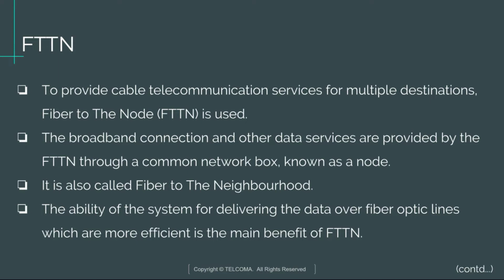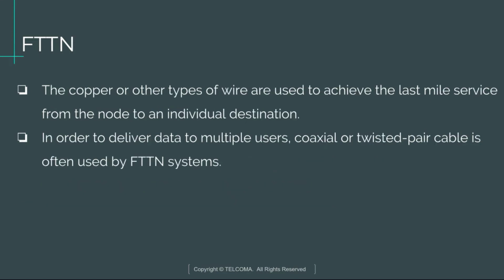The ability of the system to deliver data over fiber optic lines, which are more efficient, is the main benefit of Fttn. Copper or other types of wire are used to achieve the last mile service from the node to an individual destination. In order to deliver data to multiple users, coaxial or twisted pair cable is often used by Fttn systems.